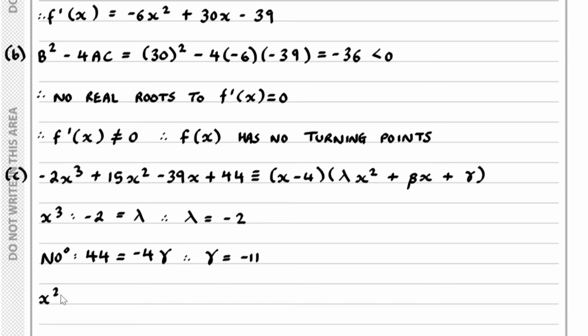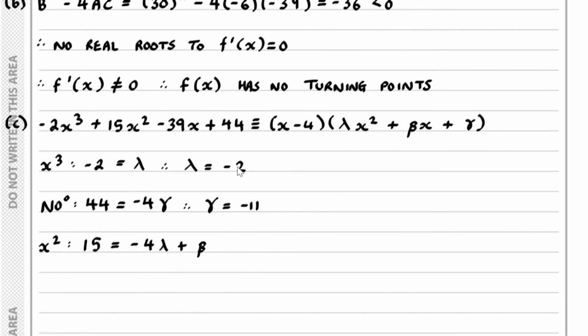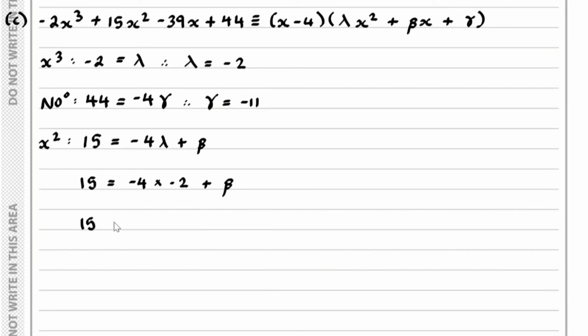And if we compare the x squareds, we've got 15 of them on the left hand side. And on the right hand side, we've got minus 4 times lambda, and then we've got x times beta x, so the coefficient of x squared is beta. Now we know what lambda is, that's minus 2. So we've got 15 equals minus 4 times minus 2 plus beta. 15 equals 8 plus beta. Beta is equal to 7.